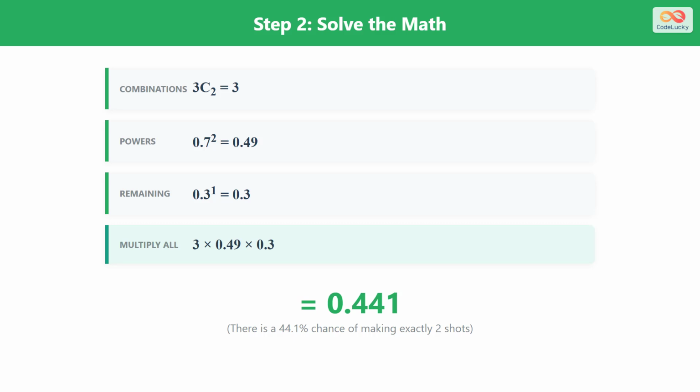We calculate each part step by step. 3 choose 2 equals 3. 0.7 squared is 0.49. 0.3 to the power of 1 is 0.3. Multiplying 3 times 0.49 times 0.3 gives us 0.441. This means there is a 44.1% chance of making exactly 2 shots.